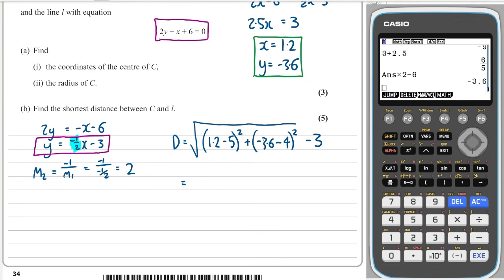Okay, so let's just pop that into our calculator. 1.2 minus 5 all squared plus minus 3.6 minus 4 all squared, and we get 19 root 5 over 5 and then minus 3, and that is our final answer.